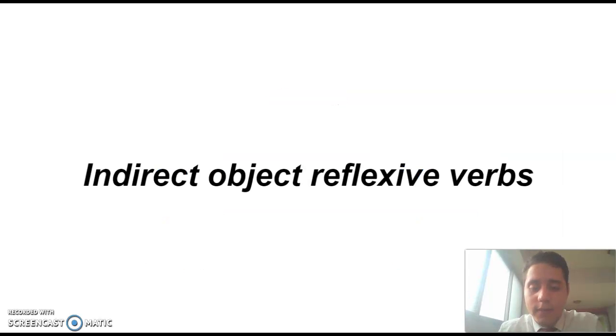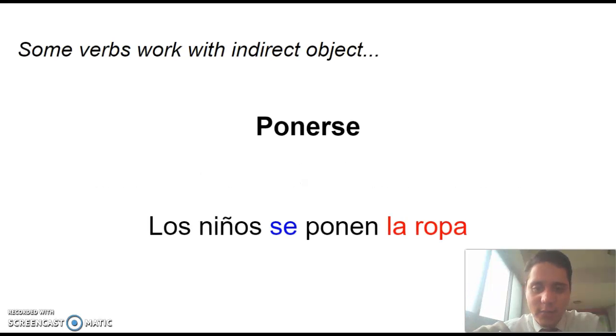Now, finally, I want you also to know that the reflexive verbs also work with indirect objects. Now, what are indirect objects? Indirect objects are the ones who indirectly receive the action of the verb. So they're not the direct receivers of the action, but the indirect receivers of the action. In this case, you don't ask who, but you ask what. What received the action? So let's look at an example.